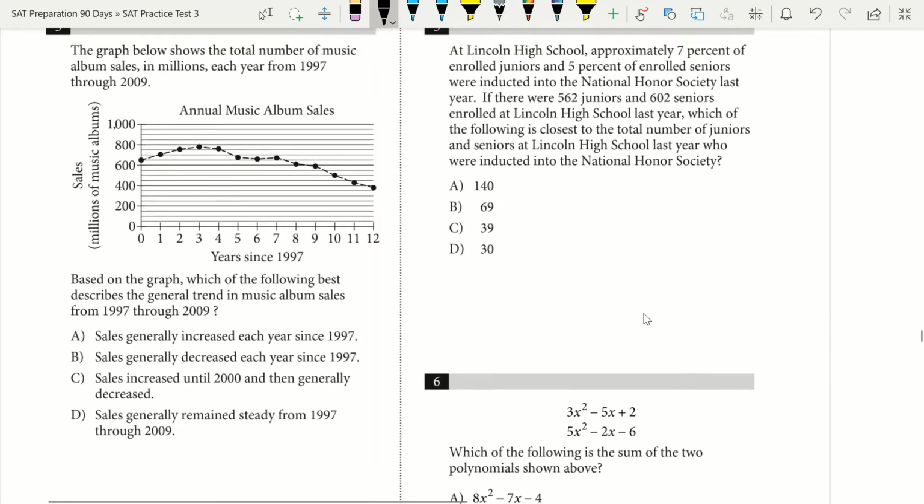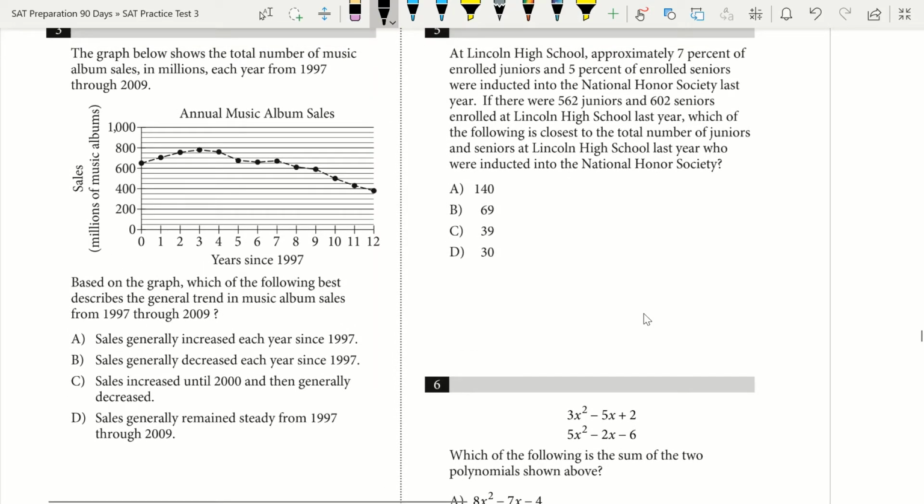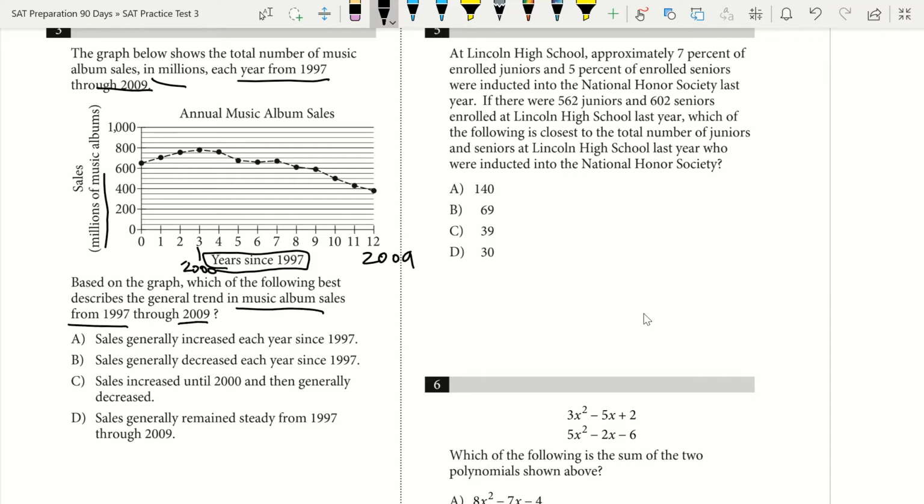All right, question 3. The graph below shows the total number of music album sales in millions each year from 1997 through 2009. We see on our y-axis we have sales in millions, and our x-axis is years since 1997. Right, so that means at 3 we're going to have 2000, and at 12 we're going to have 2009. Based on the graph, which of the following best describes the general trend in music album sales from 1997 through 2009?